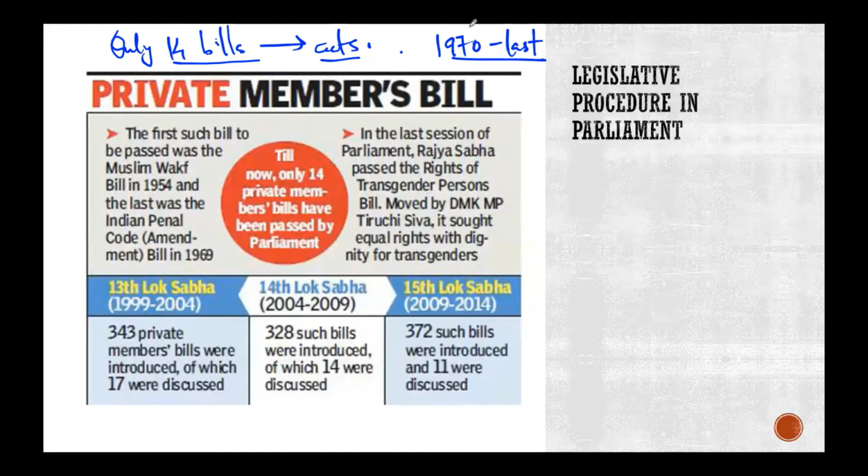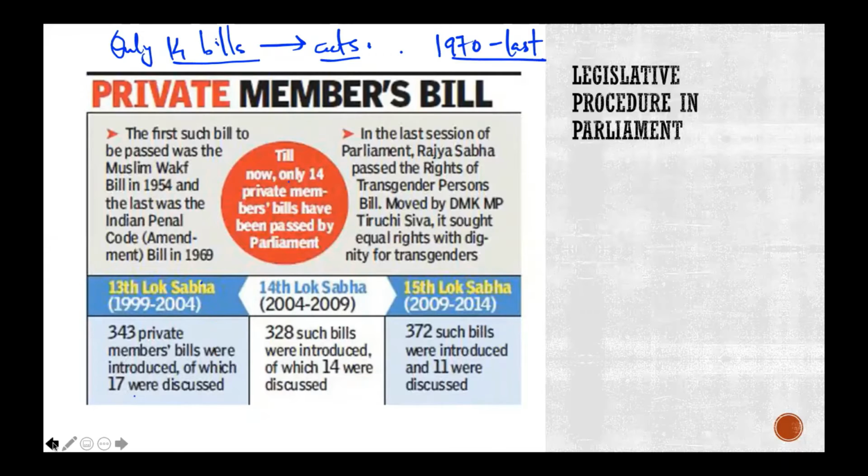Now see, 343 such bills were introduced, and only a few were selected. These will probably be from important MPs, or on issues of importance during that particular five-year period. 2004 to 2009, who was the Prime Minister? Manmohan Singh. 2009 to 2014, Manmohan Singh. Here, Atal Bihari Vajpayee. So very few. It does not matter which government is in power, private member bills generally do not make it. Till now, only 14 private member bills have been passed by Parliament.